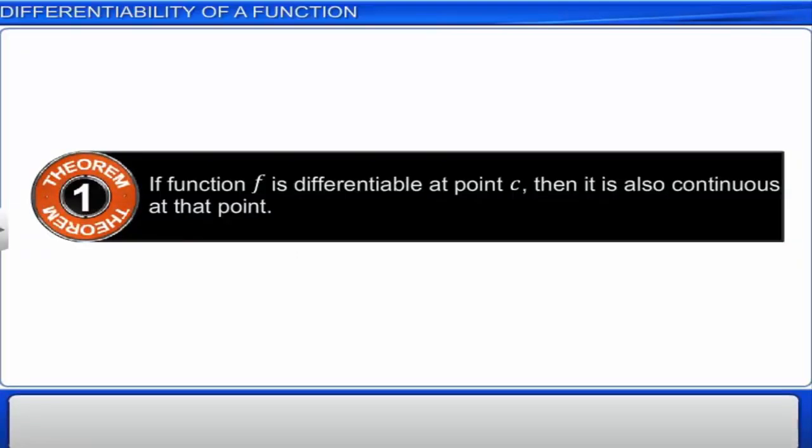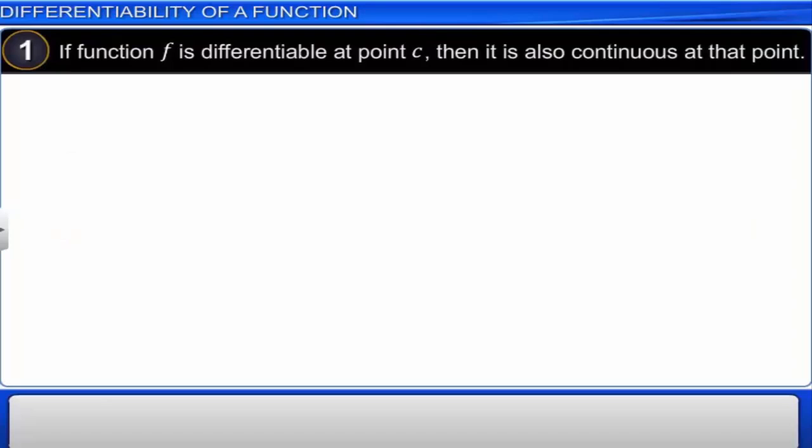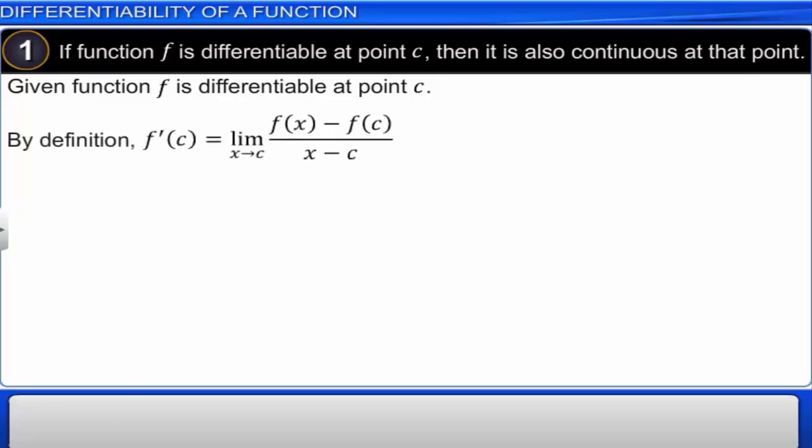Let's now prove an important theorem which states that if function f is differentiable at point c, then it is also continuous at that point. Let's begin with the proof. It is given that function f is differentiable at point c. This implies f'(c) exists and is equal to the limit of (f(x) - f(c)) divided by (x - c) as x approaches c.